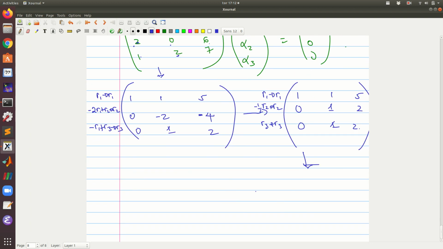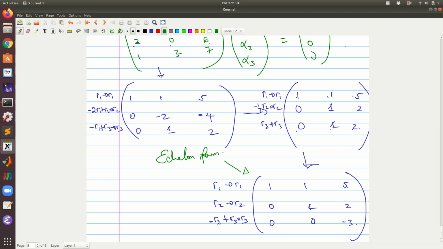And then perhaps in the next step, we can say row 1 stays, row 2 stays, and negative row 2 plus row 3, we put the result in row 3. So we have 1, 1, and 5. We have a 0, 1, and 2. Multiply by negative and add, we have a 0. Multiply by negative and add, we have a 0. Then multiply by negative and add 2, we have negative 3. So we realize that we have reduced this matrix to echelon form.